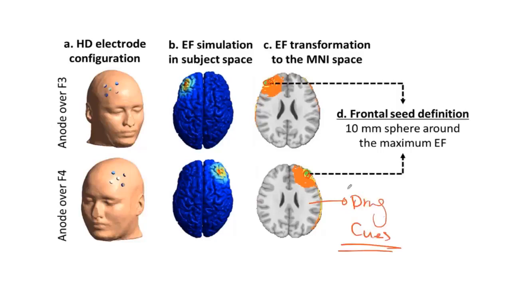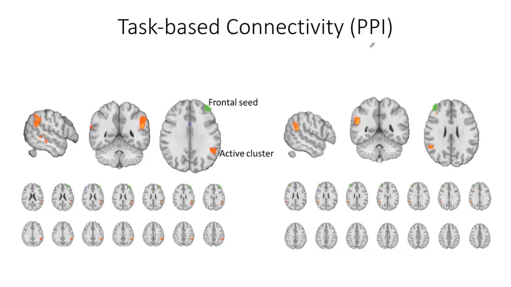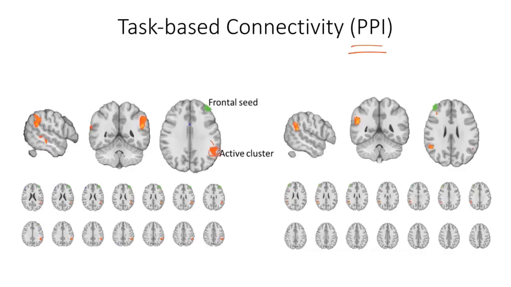So we want to have craving-related connectivity. So we use what we call task-based connectivity, or PPI, psychophysiological interaction. It is a specific type of connectivity analysis within a task. So we want areas that are connected to this frontal part while they are seeing drug-related cues. These connections would be specific to drug-related cues and craving. As you can see here, we found an active cluster within the parietal part. So that is good.